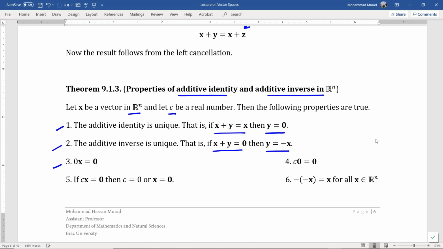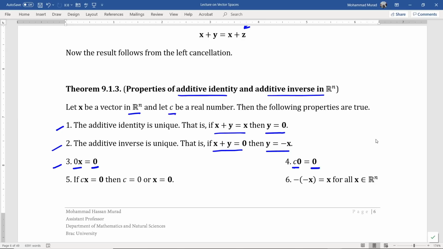Property 3. The real number 0 times a vector x is equal to the vector 0. Observe that the 0 on the left-hand side is a real number, and the 0 on the right-hand side of the equation is the zero vector. Property 4. The real number c times the zero vector is equal to the zero vector.